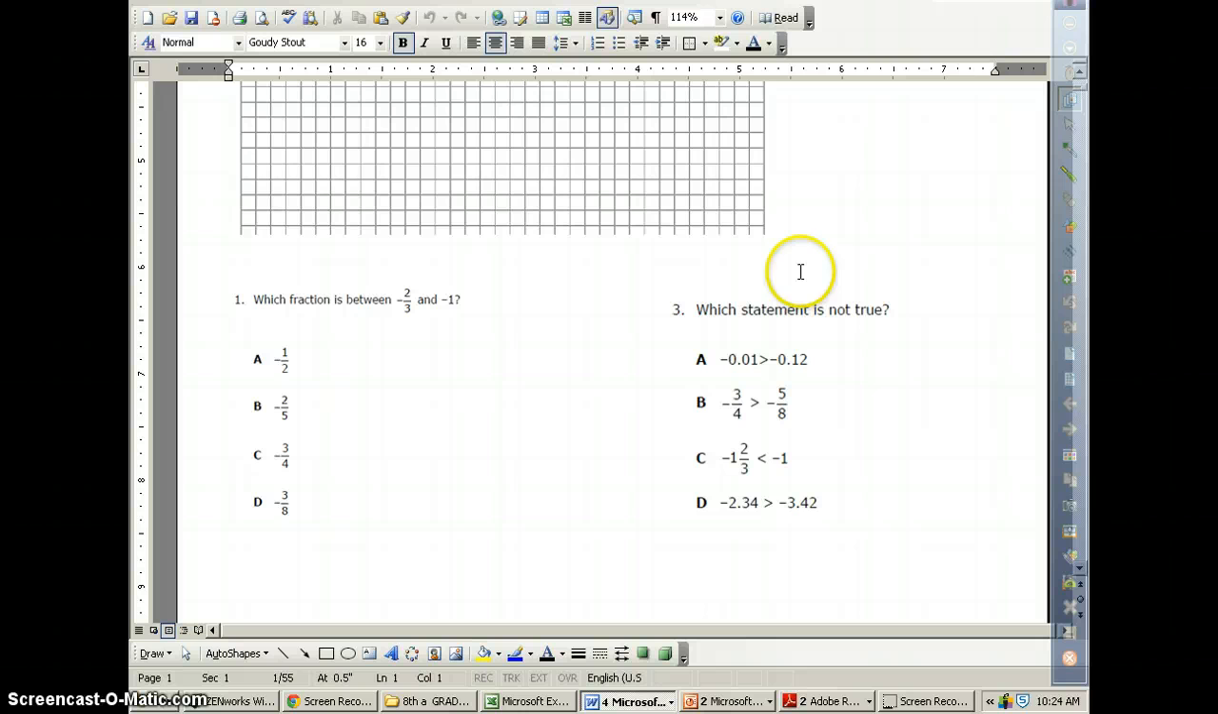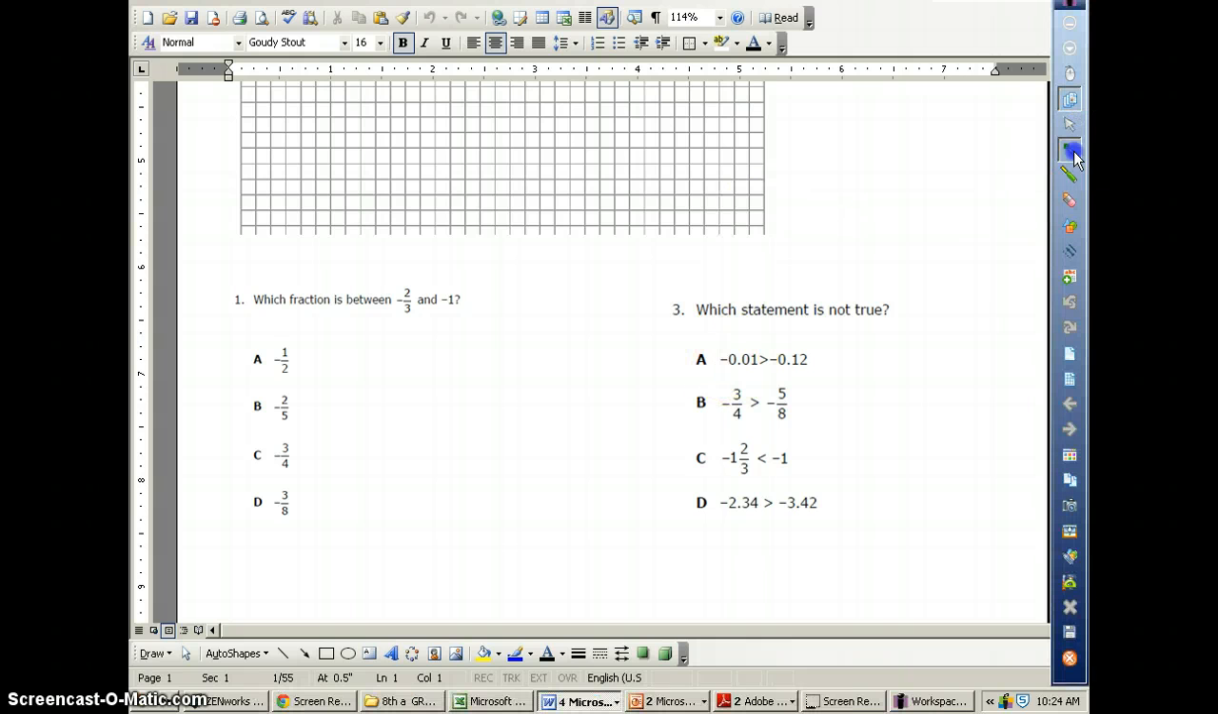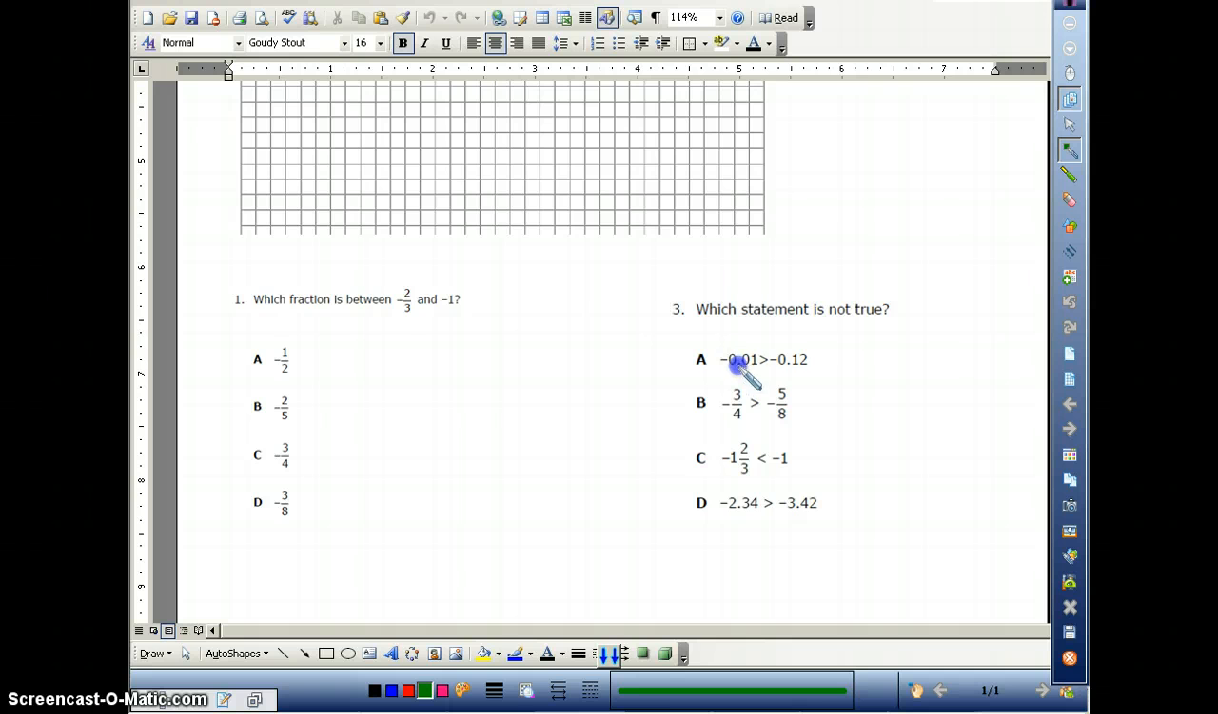Let's look at number 3. Which statement is not true? Here's the problem with this question. You'll go through here and you'll look at the first one and you're going to say negative 0.01 is greater than negative 0.12. That's true, and you're going to circle that.